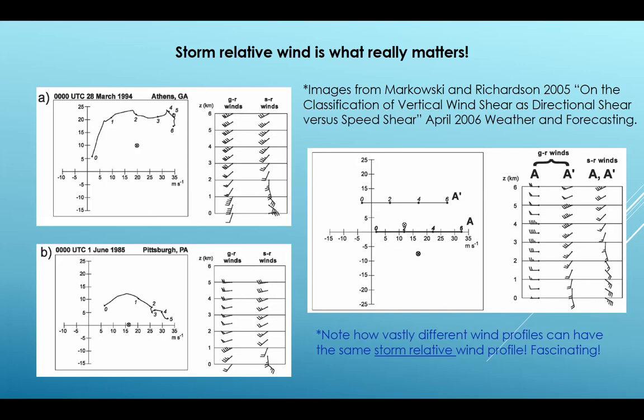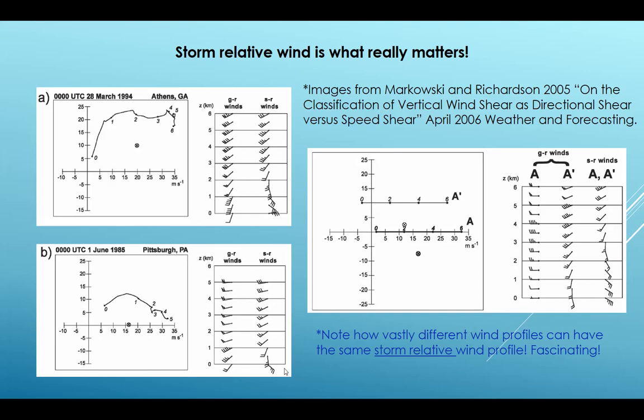So with that said, I want to go into how storm relative winds are really what matters in the atmosphere when analyzing tornado potential. All of these images are from Markowski and Richardson from their 2005 paper on the classification of vertical wind shear as directional shear versus speed shear. This is from the April 2006 Weather and Forecasting issue. Note how vastly different wind profiles can have the same storm relative wind profile.